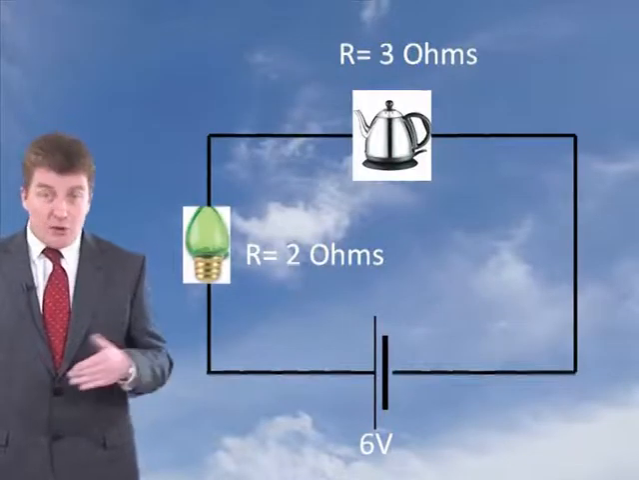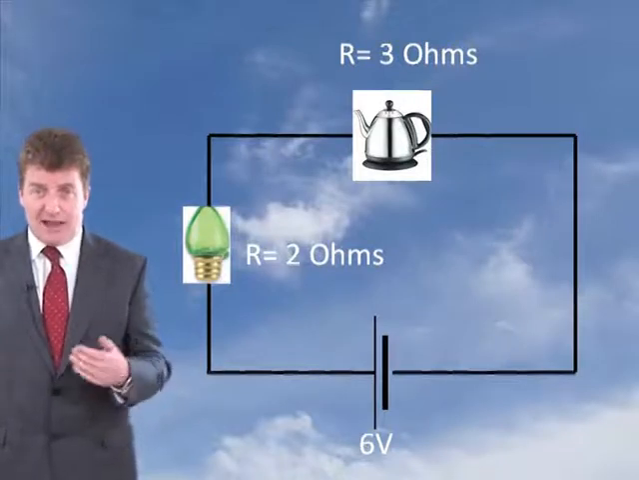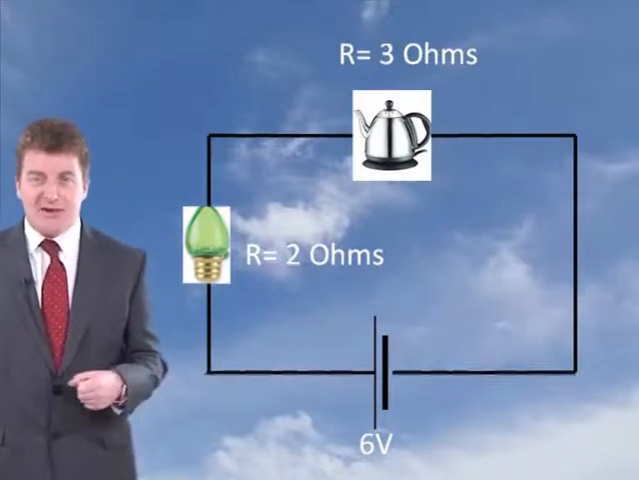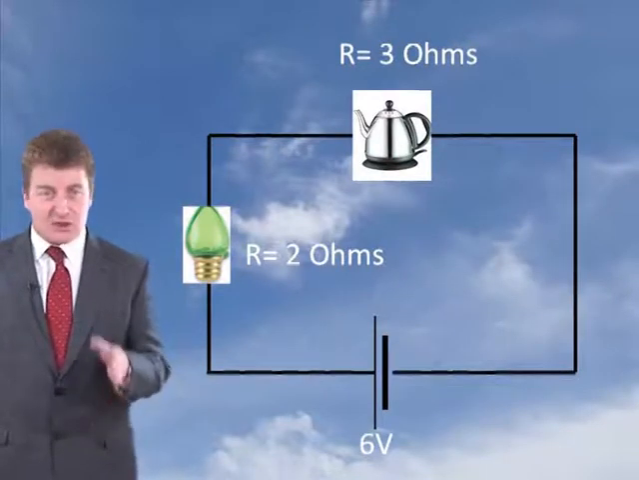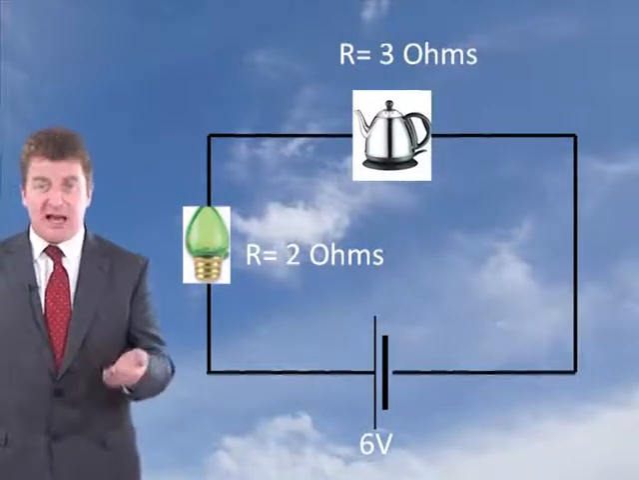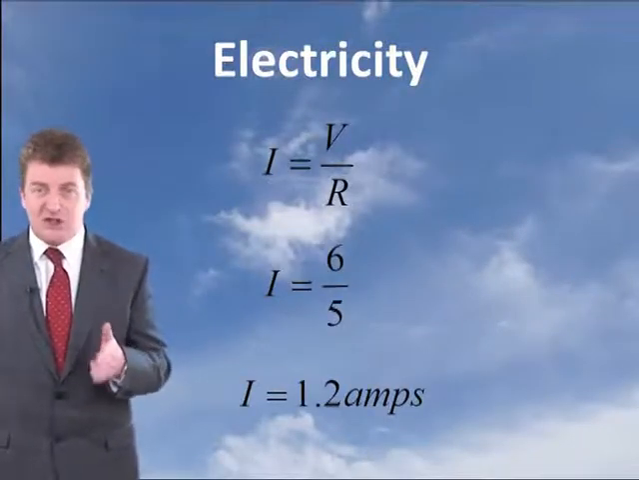What if you put another resistor in, such as a kettle, with a resistance of 3 ohms? So we've put that in now. Well, as they're in series, all you do is add their resistance. So now the resistance is 2 plus 3, which is 5 ohms. Now you put them in the formula, you get a current of 1.2 amps.